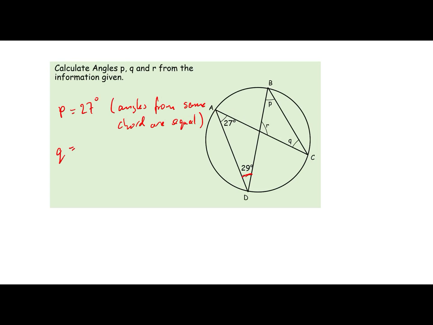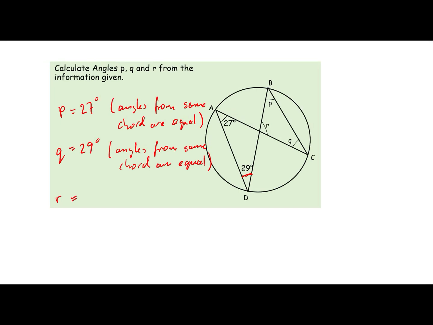Q is equal to 29 because it shares with the other tip. That's the same reason: angles from same chord are equal.